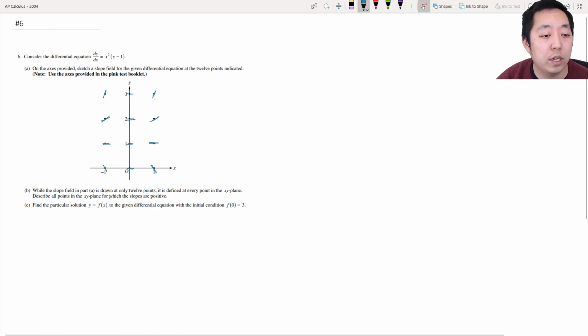While the slope field in part A is drawn at only 12 points, it is defined at every point in the xy plane. Describe all points of the xy plane for which the slopes are positive. So I want to know when x squared times y minus 1 is greater than 0. X squared is always greater than or equal to 0, so it's only when y minus 1 is greater than 0 that I have to worry about. So that means y is greater than positive 1, and x is not equal to 0, technically, because I don't want it to be exactly 0.